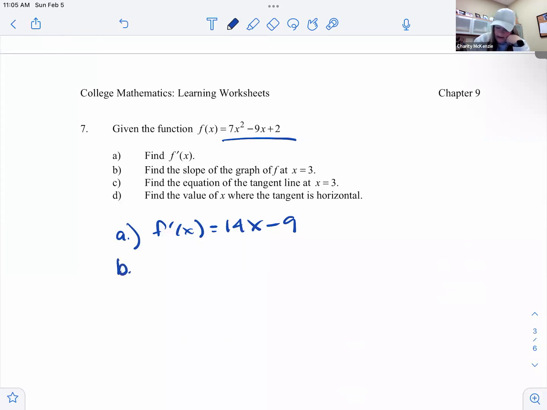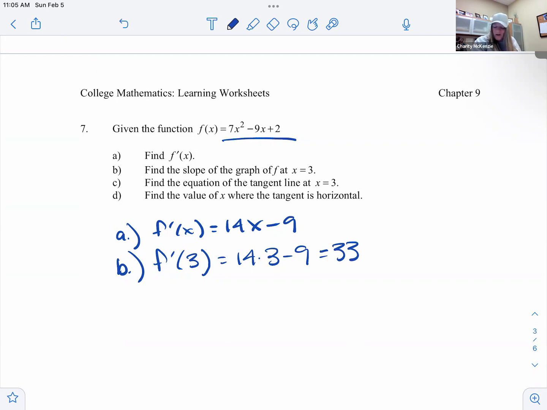Part B says, find the slope of the graph at x equals 3. Well, what gives me the slope? Slope and derivative go together, right? So slope and derivative go together. So I can put the 3 into my derivative function. 14 times 3 minus 9 is 33. Okay, so that one ends up being 33.